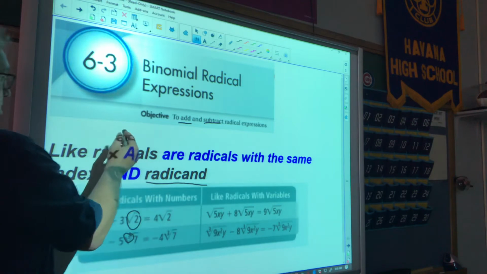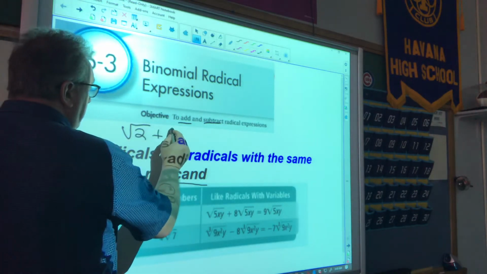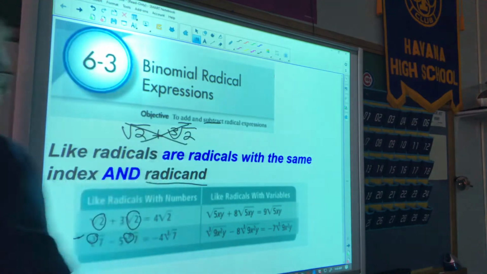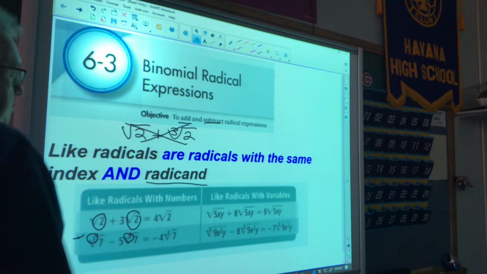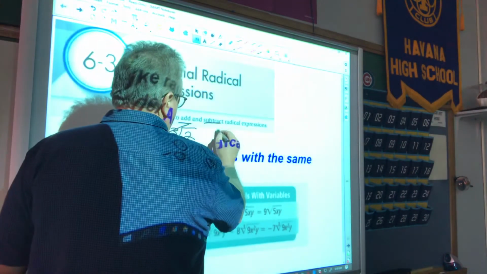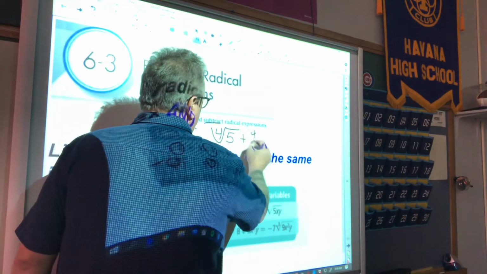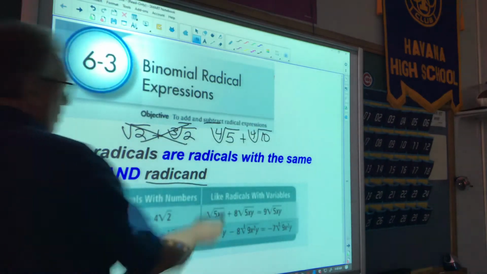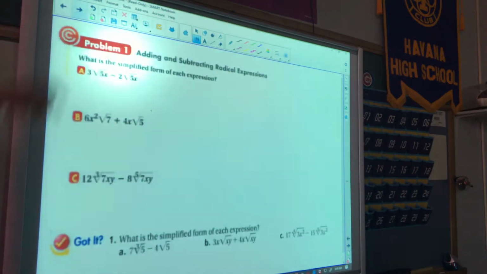So in other words, we can't say square root of 2 plus cube root of 2. That is not going to work because they're not like terms. We also can't say the fourth root of 5 plus the fourth root of 10. That's also not going to work. Okay. Now let's look at some examples.